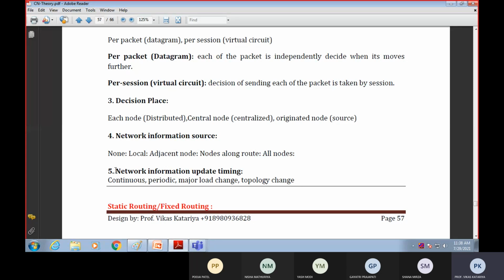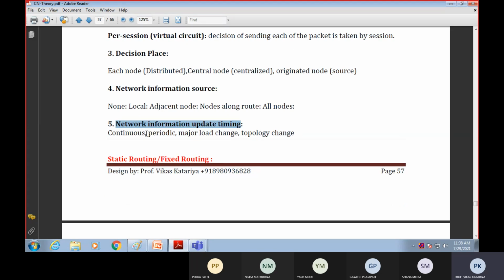And the fifth one is network information updating time. It may be a continuous update, a periodic update, an update when the major load changes, or an update if the topology changes. Sometimes we have to tell the routing tables that there are some changes in the network. You have to update your routing tables. Previously, suppose we were using a star topology. Now I have designed a ring topology. That means we converted the star topology to the ring topology. We have to provide this information to the routing table.